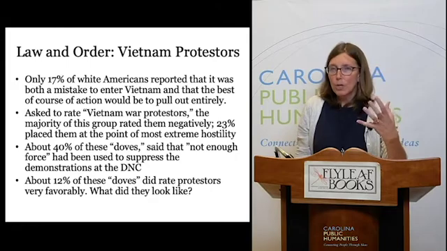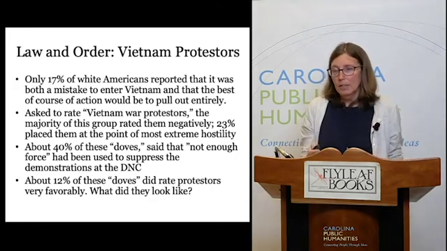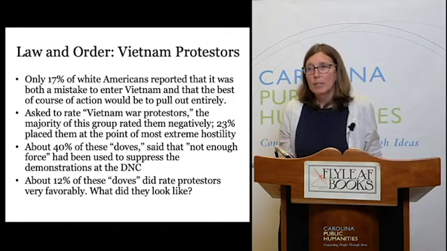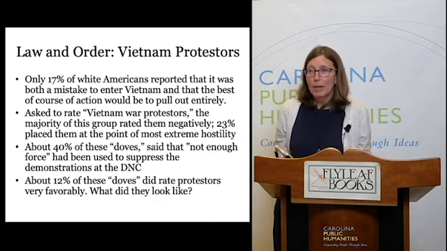It's got the war, it's got the demonstrations against the war, it's got race, and then it's got law and order. And law and order, by the way, is both about keeping order and a coded term racially, and we do hear about that now.